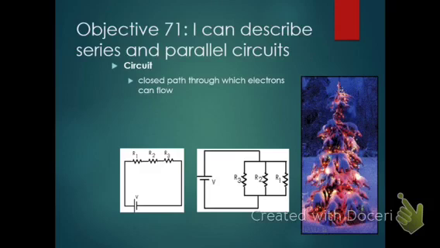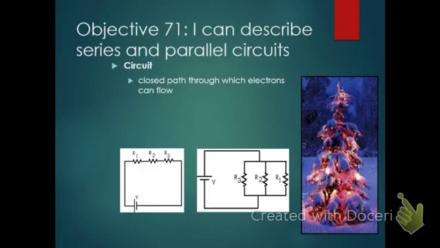So once we have electrical energy, it needs a path to flow on. It doesn't just come through the air. It needs to have a path that the electrons can flow on. So we are going to be talking about series and parallel circuits. And a circuit is a closed path through which electrons can flow.